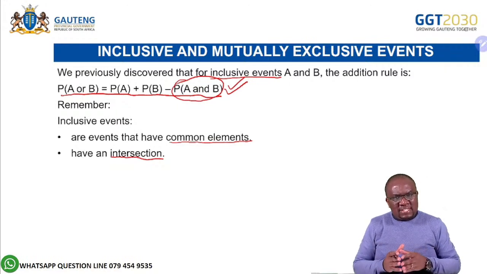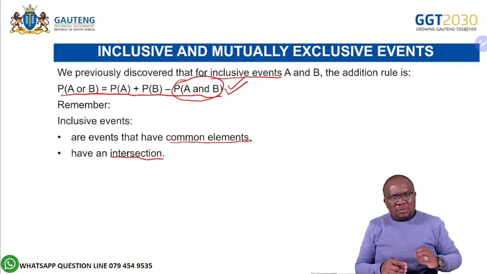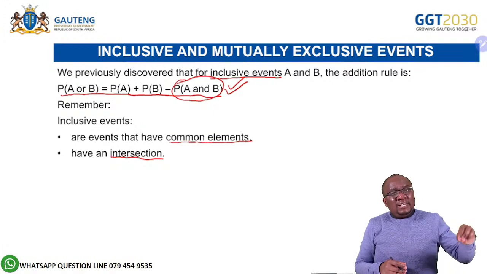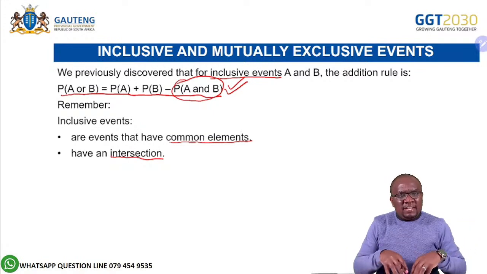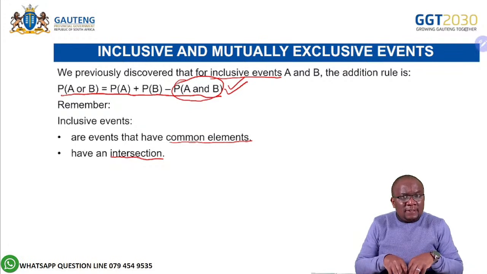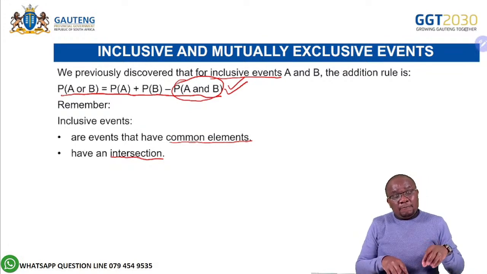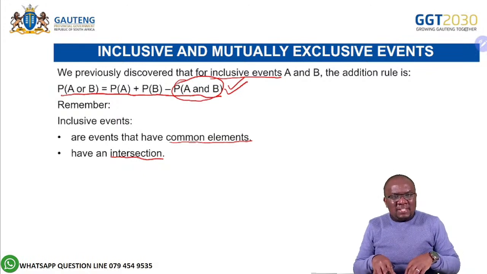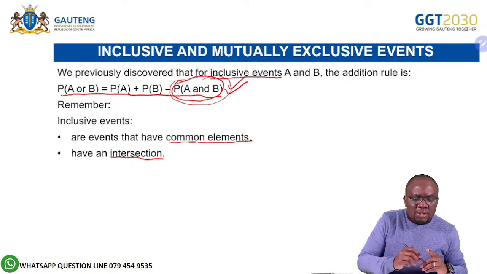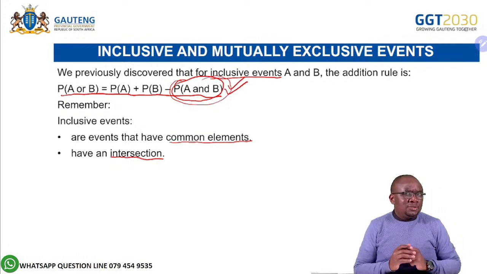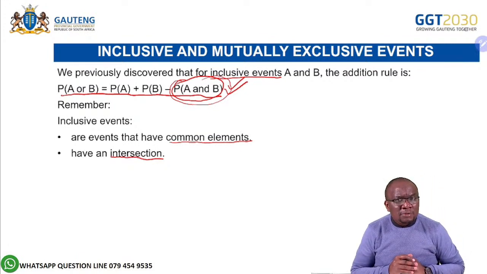Like in our previous lesson, we used our good example. We're going to continue with that good example of learners doing mathematical literacy and mathematics. We don't have a learner that will be doing both because you have to choose one, isn't it? So now the probability of mathematics and mathematical literacy is 0. So it means this intersection here is 0. So how will this addition rule change? What do you think is going to happen?